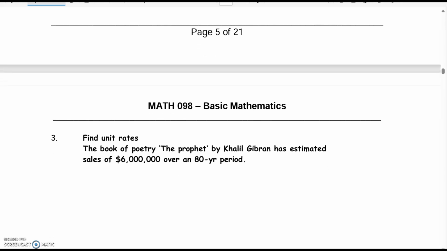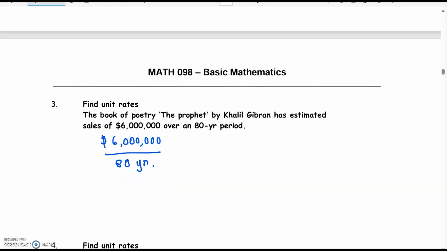The book of poetry, The Prophet by Khalil Gibran, has estimated sales of 6 million over an 80-year period. So what is the rate associated with this problem? It makes sense to say dollars per 1 year. In this case, $6 million per 80 years. This is not a unit rate, but we could convert it to a unit rate.